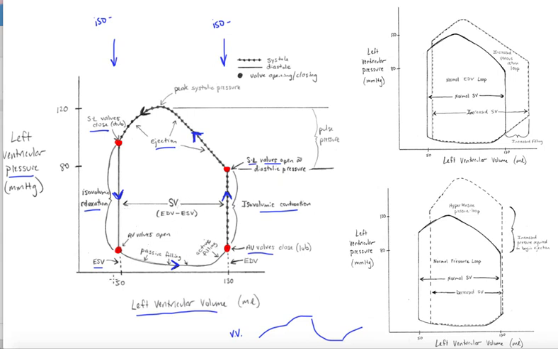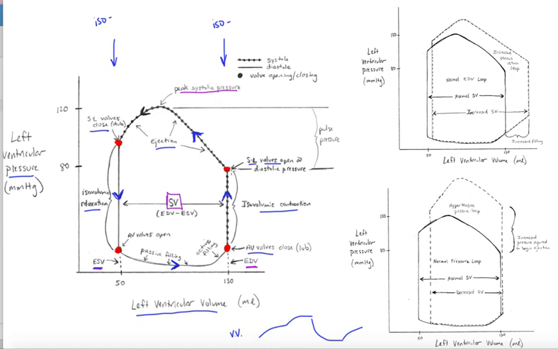But remember, the difference between EDV, maximum volume, and minimum volume, ESV, is the stroke volume. And so that's just the width of the curve. That's telling us how much volume we move per contraction, stroke volume. Another thing we can see is our peak. When we're at peak ventricular pressure, the semilunar valve is open, and so aortic pressure and ventricular pressure are the same.